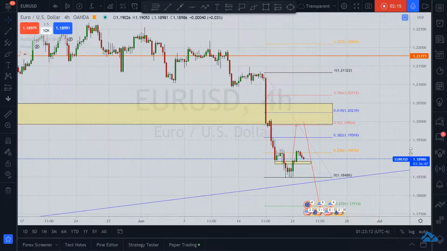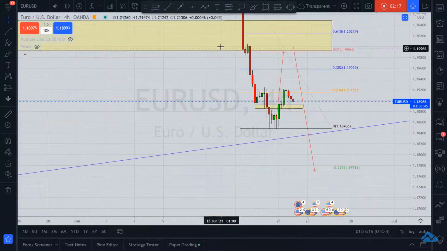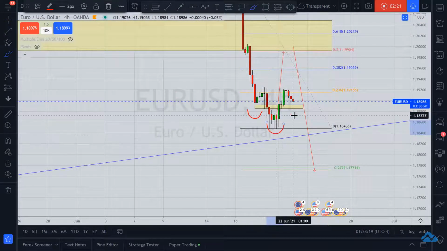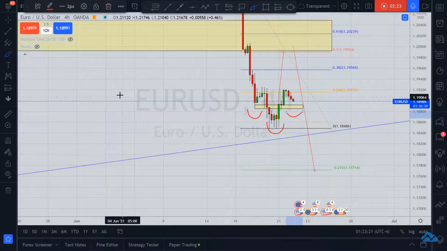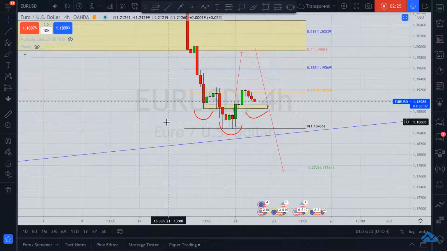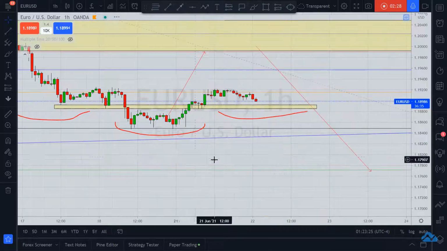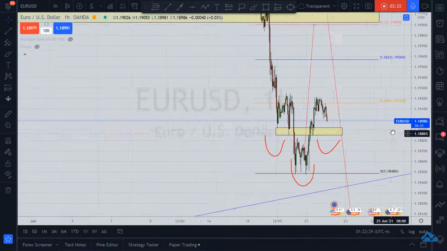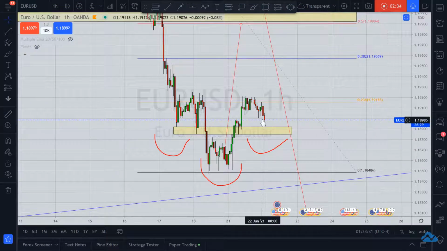All right, but along the way, guess what we're forming? That's right, you can see it. We are forming an inverted head and shoulder pattern. All right, and what do I want to see? Well, if we go down to the 1 hour, we can see it pretty clearly. What I would like to see is price hit, and we're heading there now. Price hit this area here.